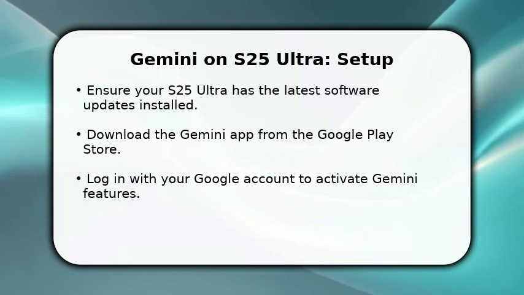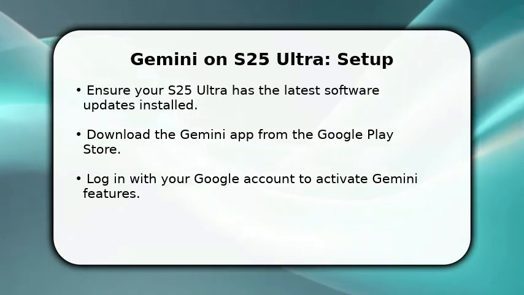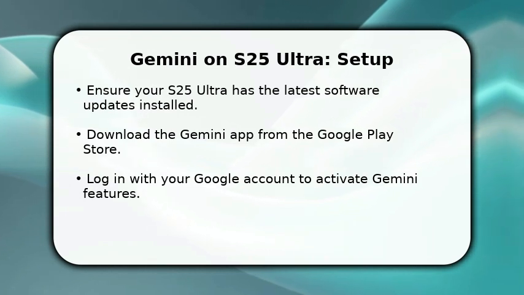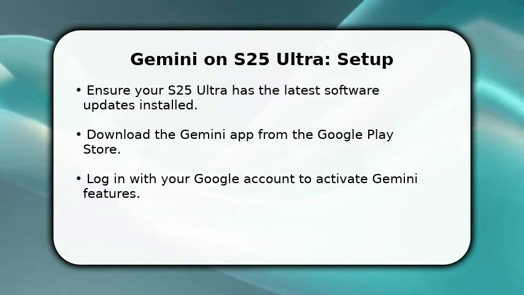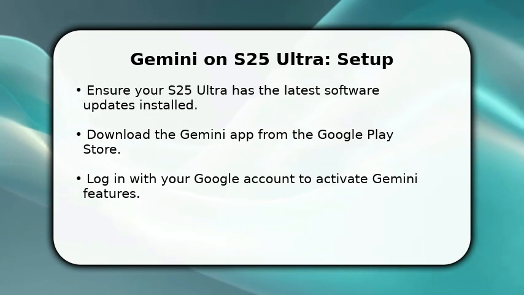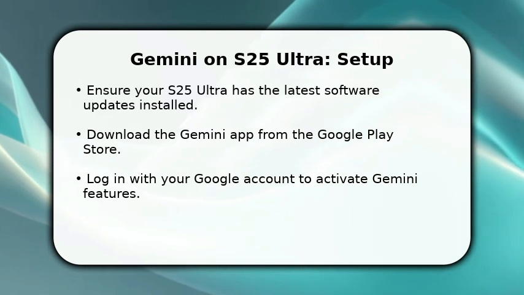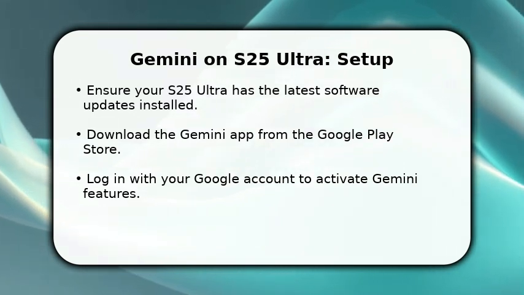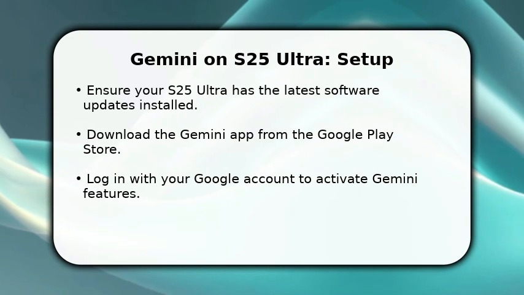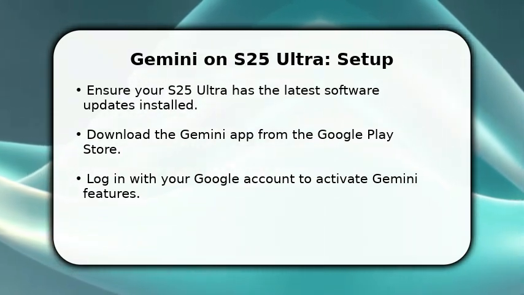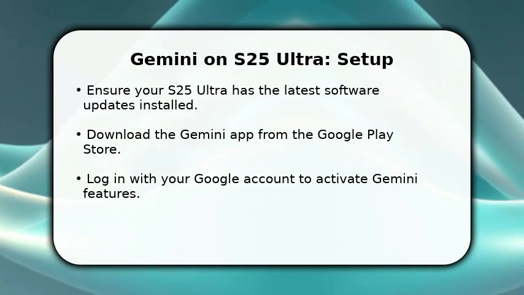In this video, I will explain how to use Gemini on your S25 Ultra. First, make sure your device is running the most current software. Then, head over to the Google Play Store and download the Gemini application. Once installed, simply open the app and sign in using your Google account. This quick setup process ensures you have full access to all of Gemini's powerful features right on your phone, ready for immediate use.